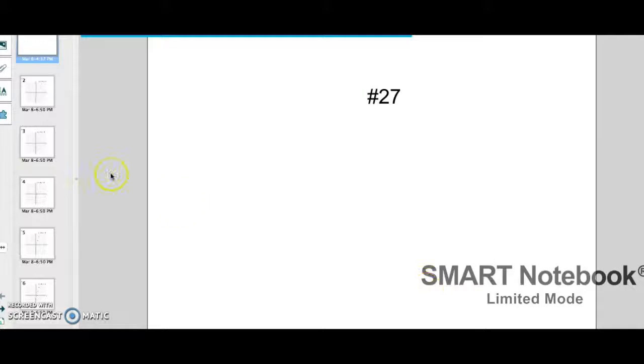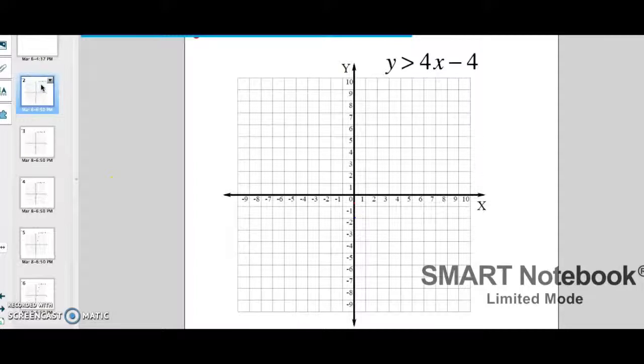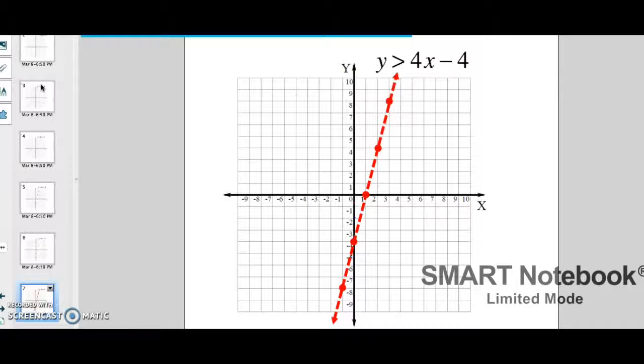So starting with the y is greater than 4x minus 4. I have a y-intercept of negative 4 and a slope of 4, so I go up 4 to the right 1, and I'll do that till I reach the edge of the graph. Then starting from the negative 4, I reverse it, go down 4 to the left 1 till I reach the other end of the graph. Now we notice how this does not have a line under the inequality, so it will be a dashed line. Greater than means I shade above the line.